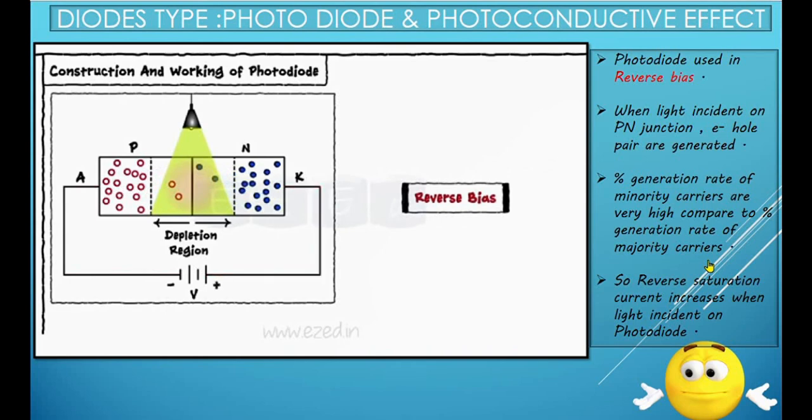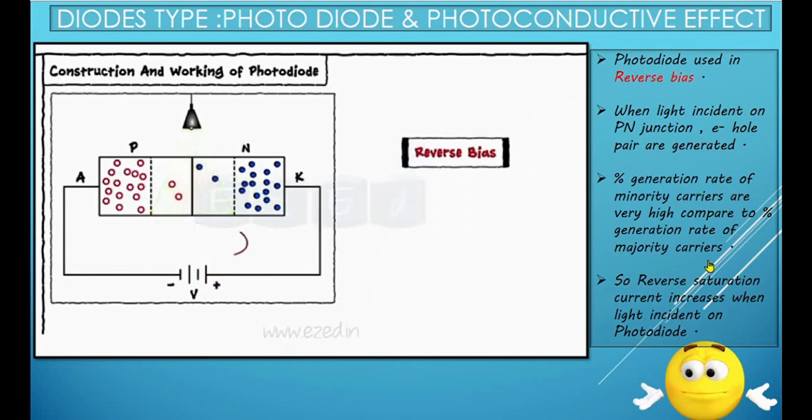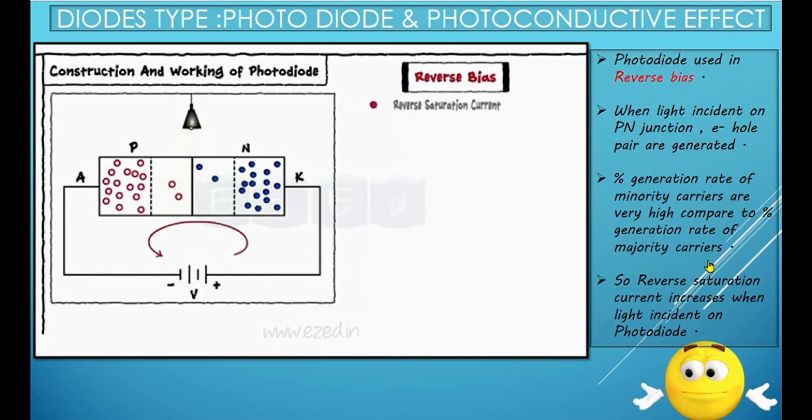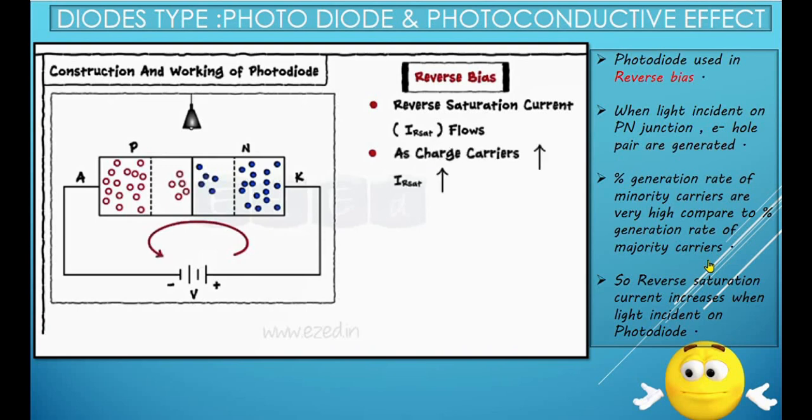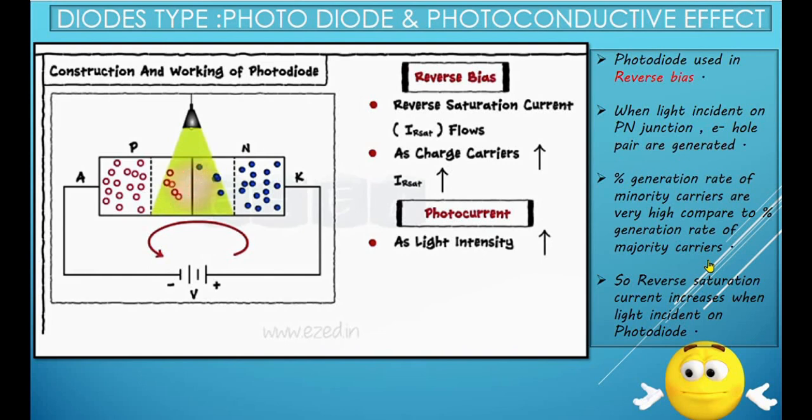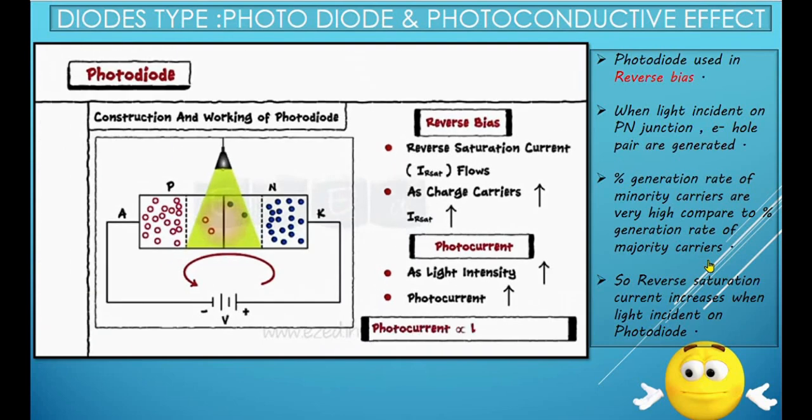So there will be an effect on the reverse saturation current, and we can say that the reverse saturation current increases when light is incident on the junction. It happens because the charge carriers increase, so the reverse saturation current increases. This type of current is also called photo current. When light intensity increases, photo current increases, so we can say that photo current is directly proportional to light intensity.